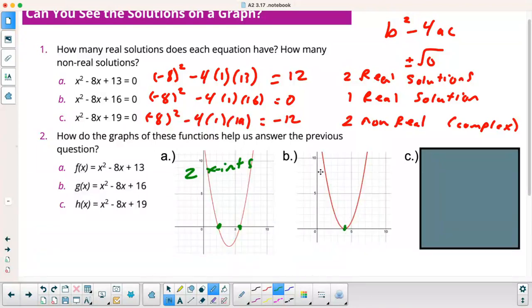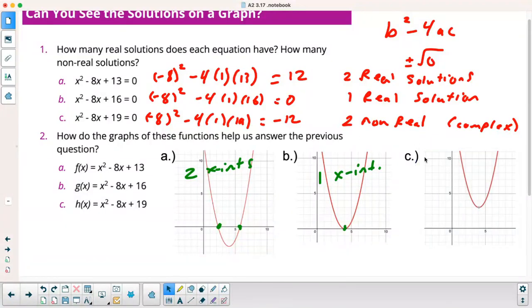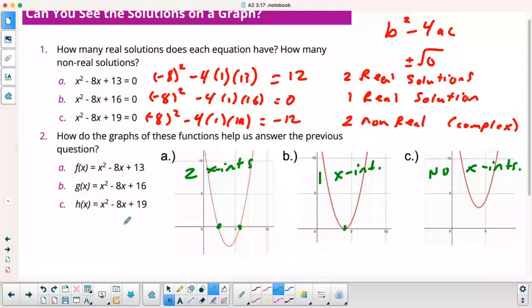There's my one x-intercept. And if I have no real solutions, my graph is probably not going to touch the x-axis, which it doesn't. So this one here is no x-intercepts. Okay, so that makes sense there when you think about it.